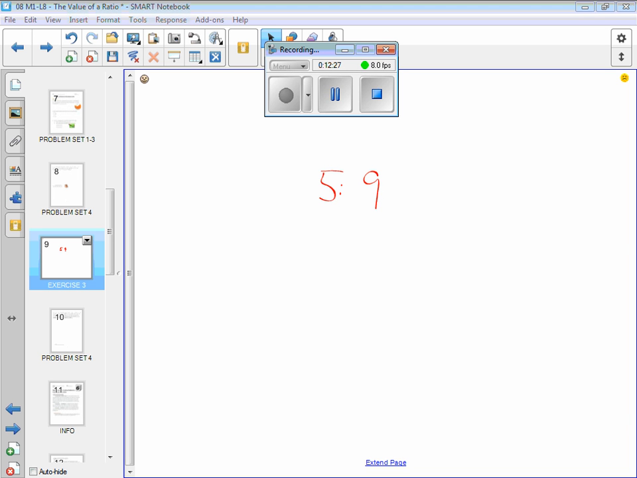It is 5 to 9. Is there a number that goes into both 5 and 9? No. They're both prime numbers. Therefore, the ratio of 5 to 9, its value is 5 to 9. She is good. Come up and get it. All right, last one's worth 2 tickets.